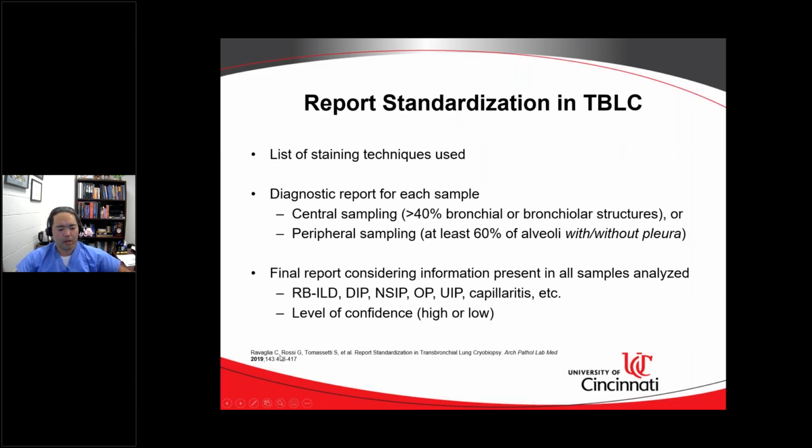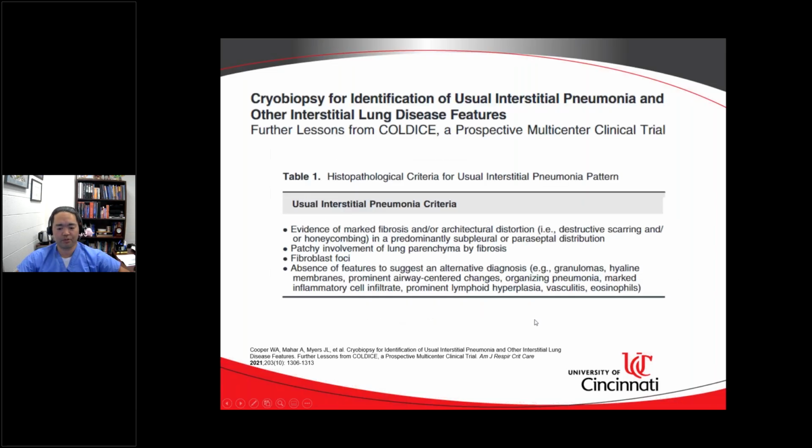But in 2019, Dr. Bravaglia, Tomasetti, they all did cryobiopsy research with Dr. Poletti in Italy. They reported some standardization in interpreting the cryobiopsy. So they recommend listed staining techniques they used. They actually propose to have a diagnostic report for each sample, whether it's central, when there's 40 or more percent component of bronchial or bronchiolar structures, or peripheral sampling, which is at least 60% of alveoli with or without pleura, which I always try to get without pleura, because if I get it with pleura, most likely we'll have a pneumothorax, but still, more to come, right? And then have a final report considering information present in all samples analyzed, so whether you have RBILD, DIP, et cetera, and the level of confidence.